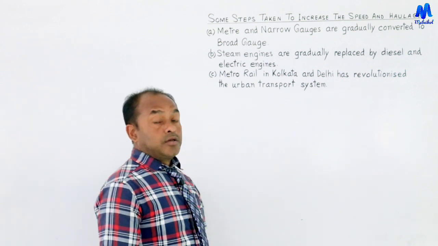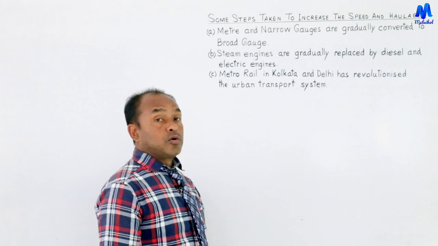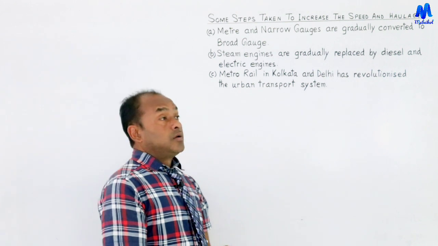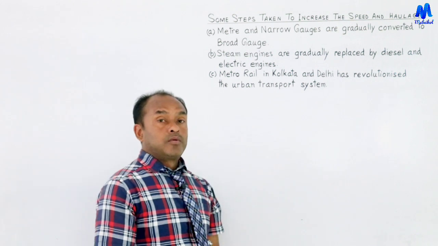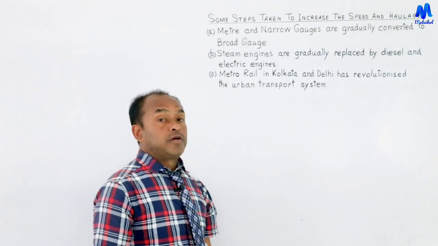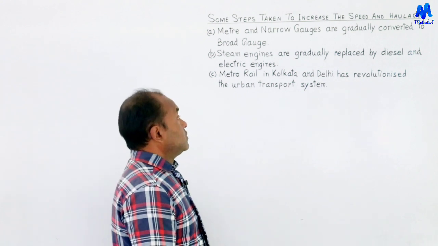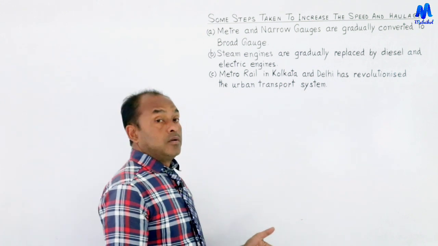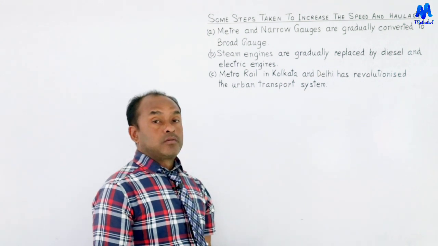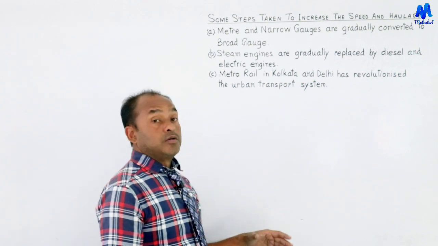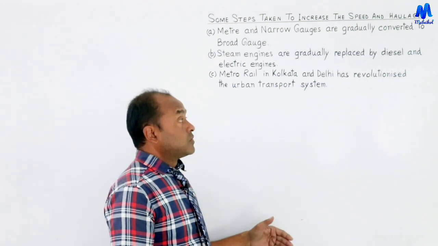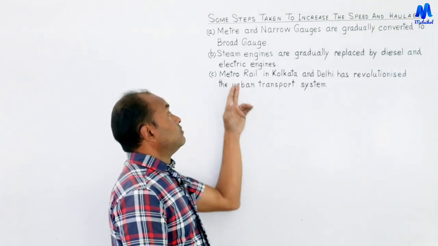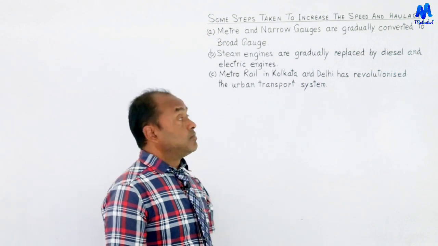And in number C, in big metropolitan cities of India like Kolkata and Delhi, we are using metro rail, which runs under the surface. So this type of urban transport system has changed the way of traffic. I mean, the volume of traffic has been decongested by the metro rail in the metropolitan cities.